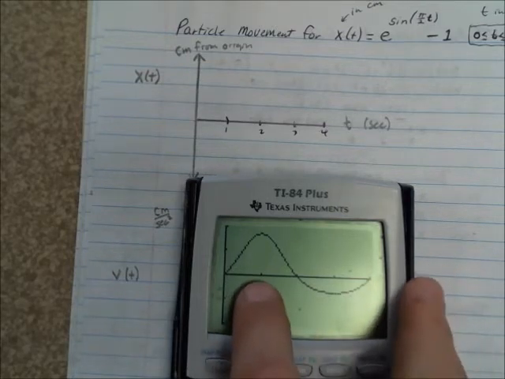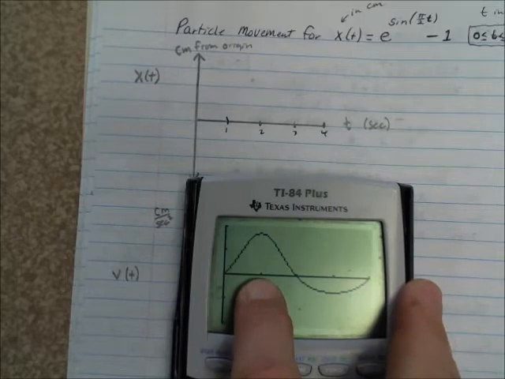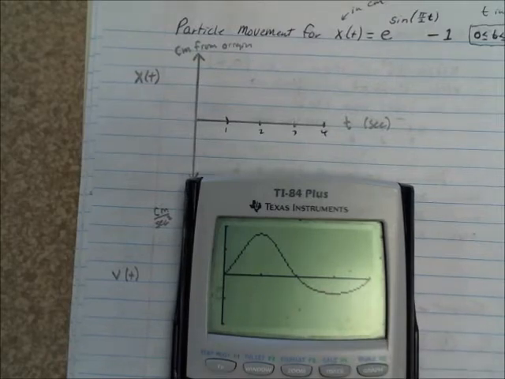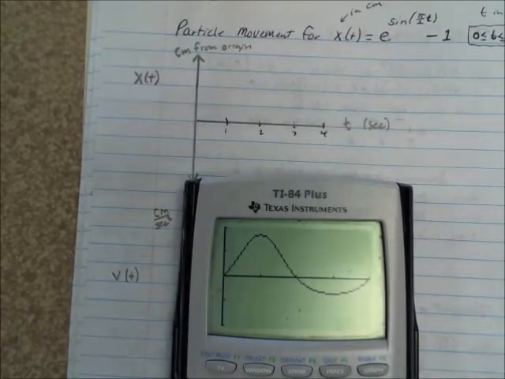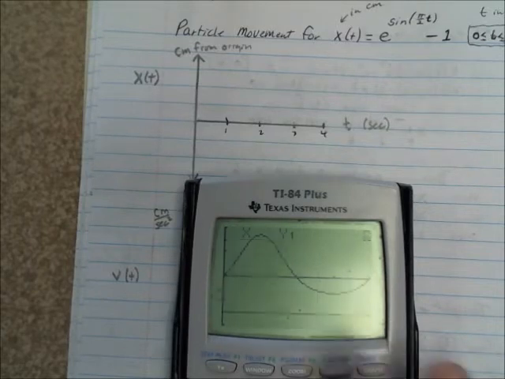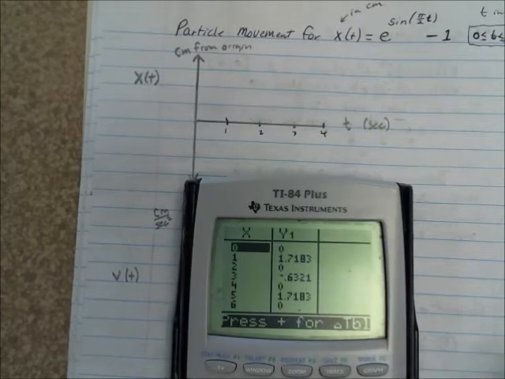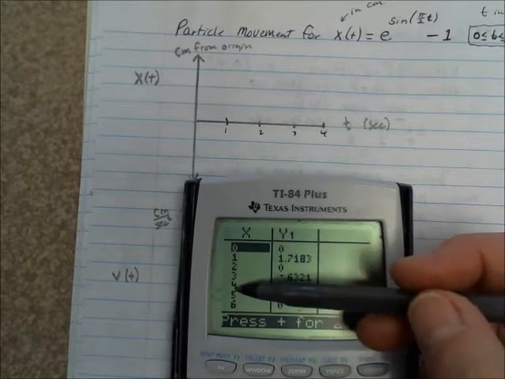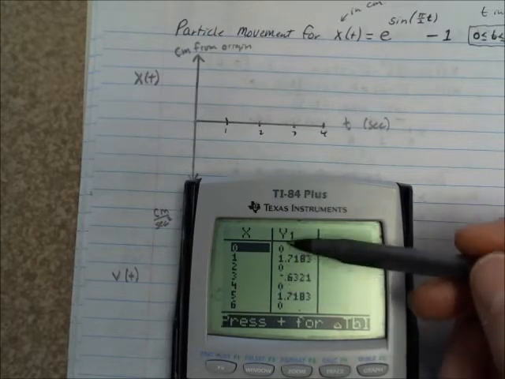So what happens here is this function reaches its maximum point here at time equals 1 second, and its minimum point here at time equals 3 seconds. So let's take a look at our table of values. Remember, x is really t, so these are time equals 0 through 6 seconds. We are only going up to 4 seconds here. And this is the distance from the origin.